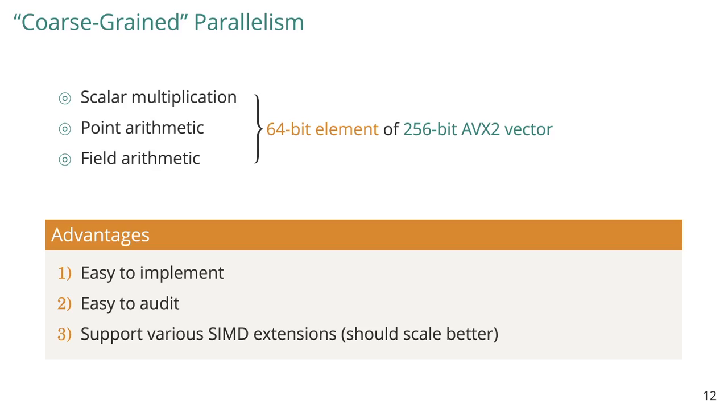First, it is easy to implement. We could just simply vectorize a reduced radix implementation of X25519. Second, it is easy to audit. And third, this type of parallelism could support various SIMD extensions, not only AVX2. Especially there is no dependency among different parallel instances. Our method should scale better, for example, from AVX2 to AVX512.